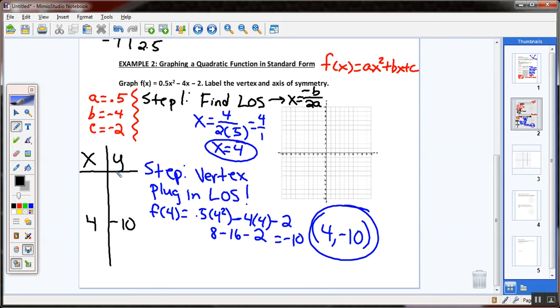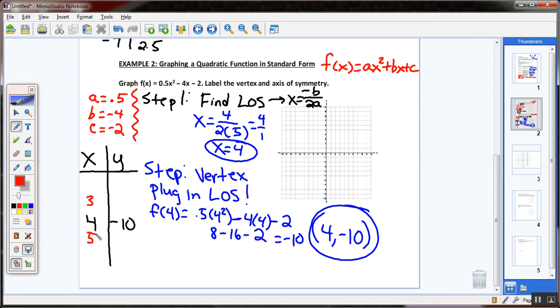What's the x value here? 4. So to find some good inputs, maybe put in 3 and what else? 3 and 5. But what's going to be true about the values for outputs for 3 and 5 when I input those two? What's going to be true about my outputs there? Think symmetry. They're going to be the same. Exactly. Okay?